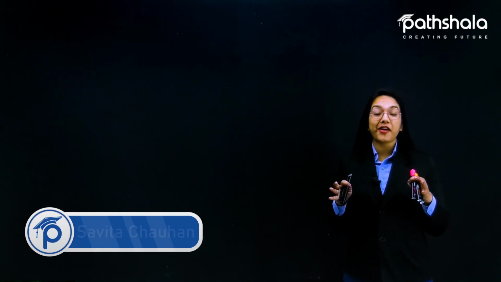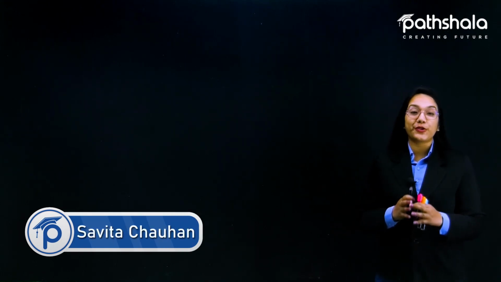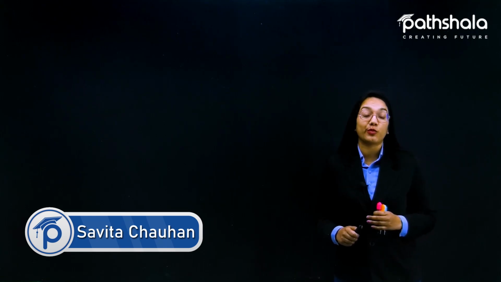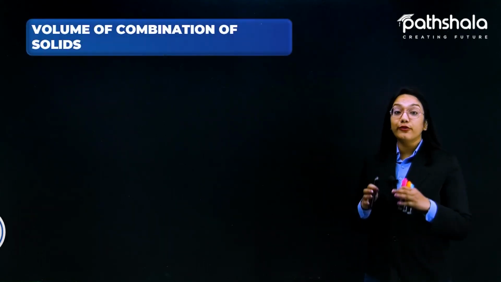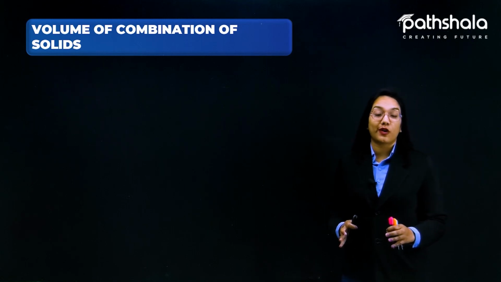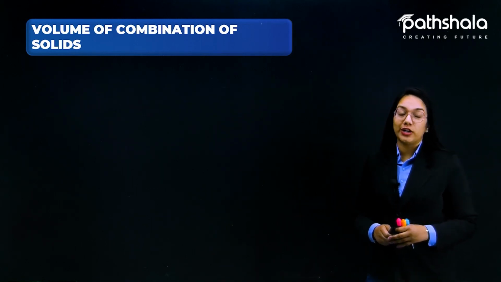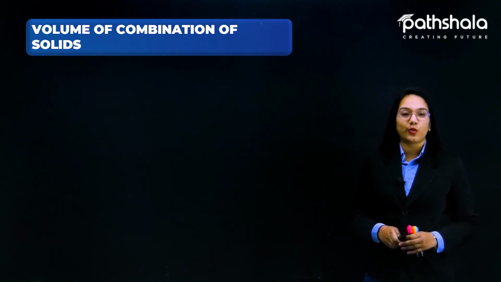Now, after finding out the surface area of the combination of the solids, we are moving on further with our second concept, in which we will talk about the volume of the combination of the solids. So let's see an example which is related to it.